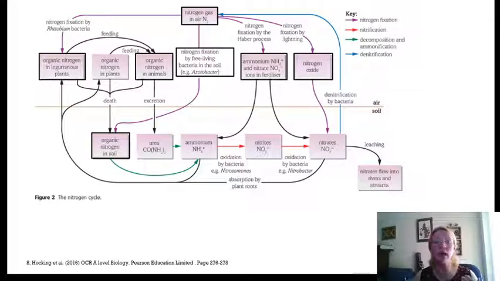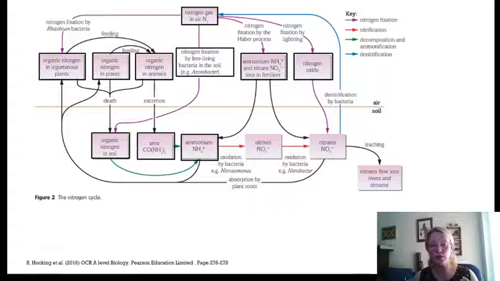Plants then can get eaten by animals, so that includes the leguminous plants, but also the other plants that are involved there. And when those animals excrete, they will be producing urea, and the urea will get converted to ammonium, and the ammonium will then get converted by the Nitrosomonas from ammonium to the nitrites, and then the Nitrobacter will convert those nitrites to nitrates.